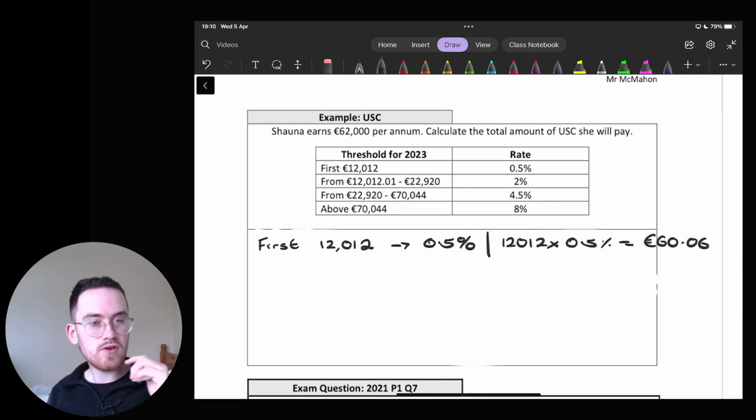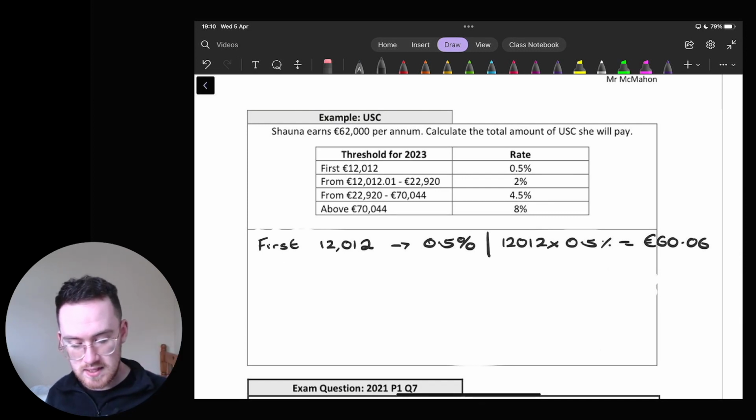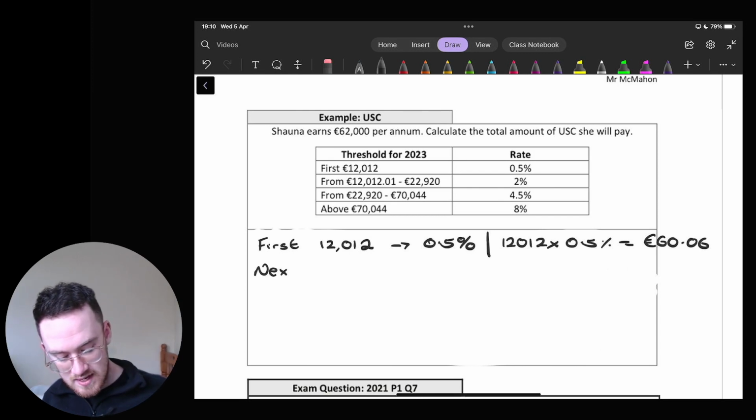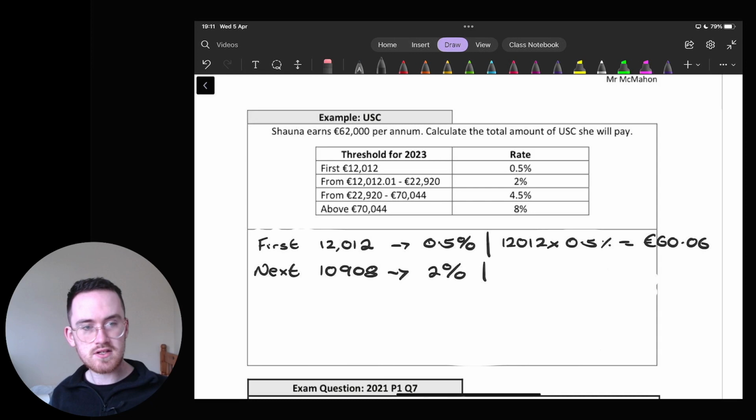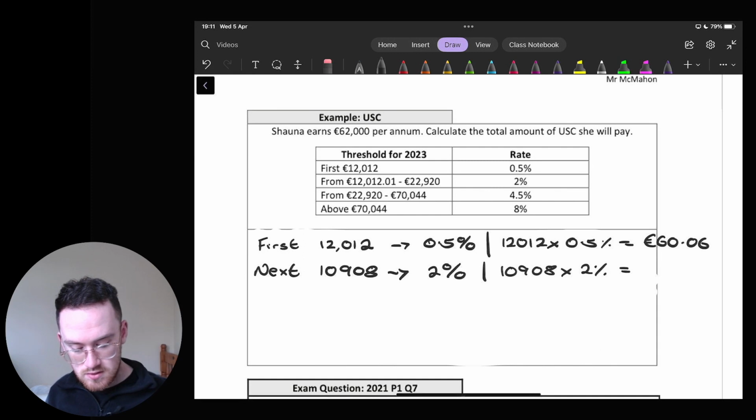The next part then is from that up to 22,920. So let's take that away and work out how much that is, and we can disregard the 1 cent in that calculation. So for the next 10,908, that's going to be at 2%. And even at getting to that point, we haven't got up near Shauna's 62,000 yet. So 10,908 by 2% is €218.16. Okay.